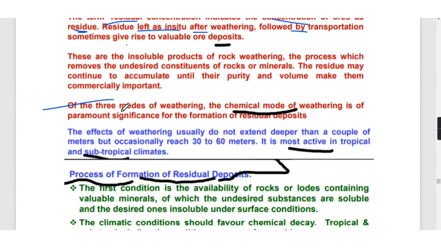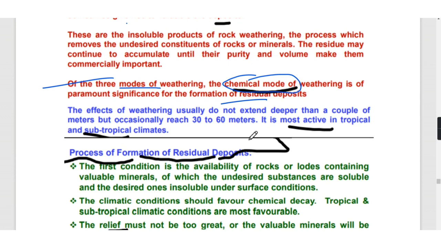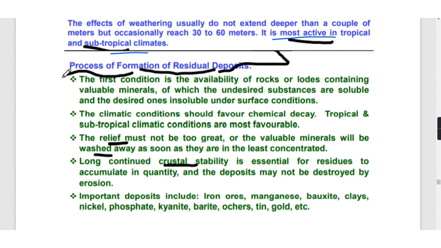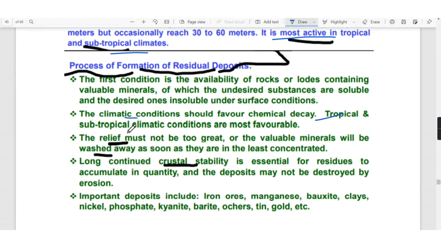So out of all the 3 modes of weathering, the chemical mode is very important for the formation of residual deposit. And what are the climatic conditions which are favorable? It should be tropical or subtropical climate. So for the process of residual deposit, there should be climatic conditions like tropical and subtropical climate.